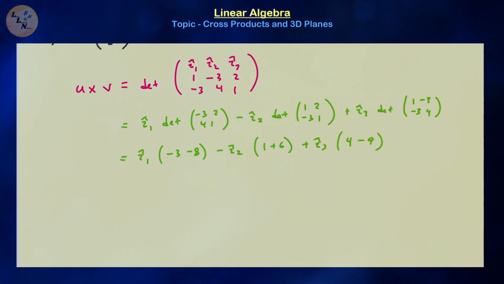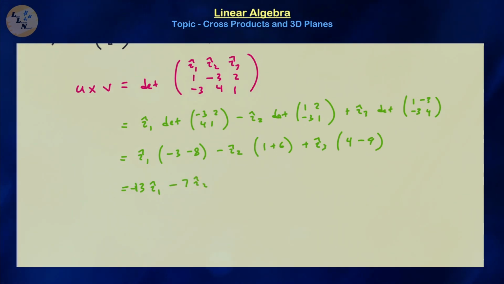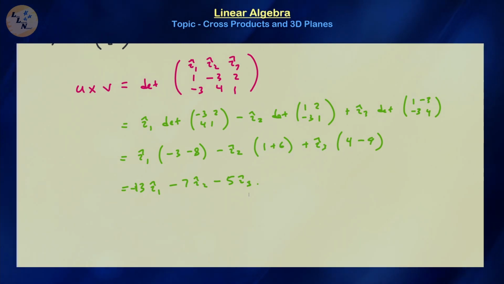So -3 minus 8 gives us -13, so -13 i1. And then 1 plus 6 is 7, so we're going to have -7 i2. And then 4 minus 9 is going to be -5, so it's going to give us -5 i3. That's right, so that is our result.